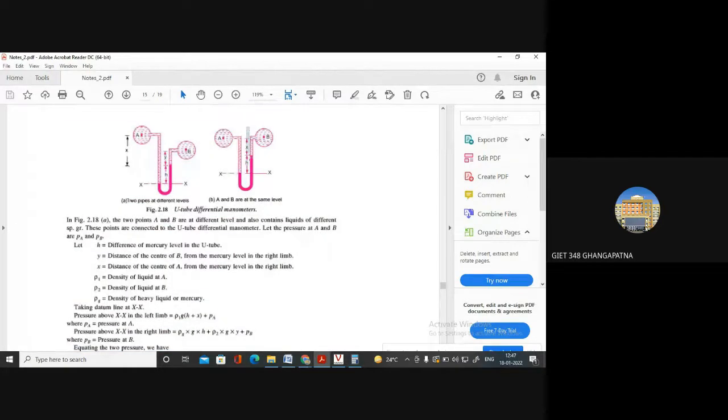In the right limb, you have two pressures. One is your PB plus... There are two levels you see. One is the liquid, one is the other. So rho G H plus rho 2 G Y plus PB.